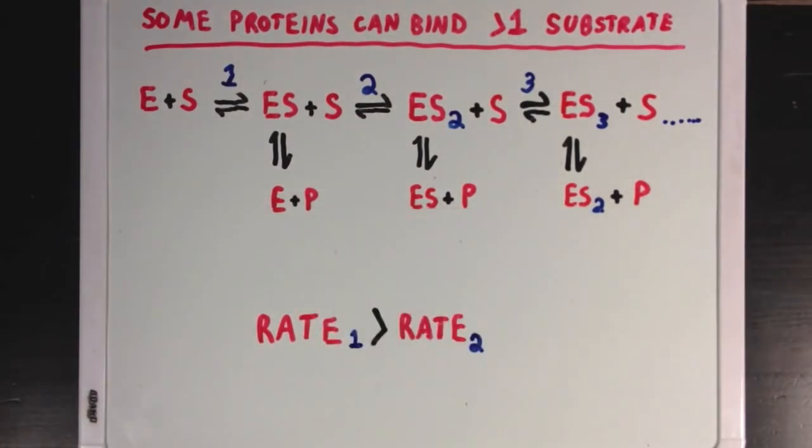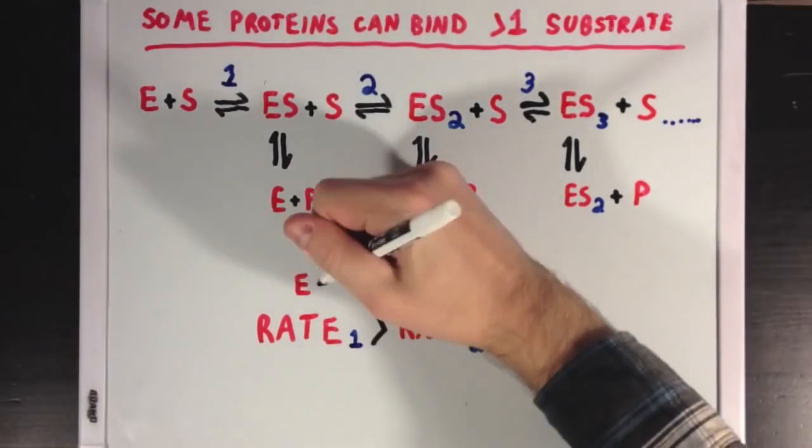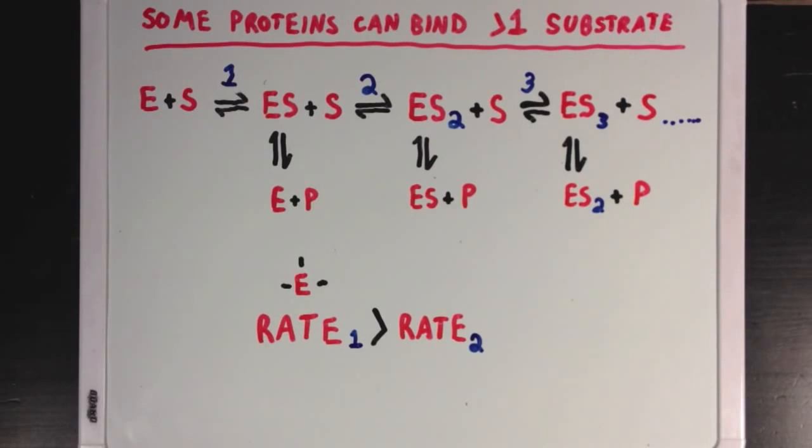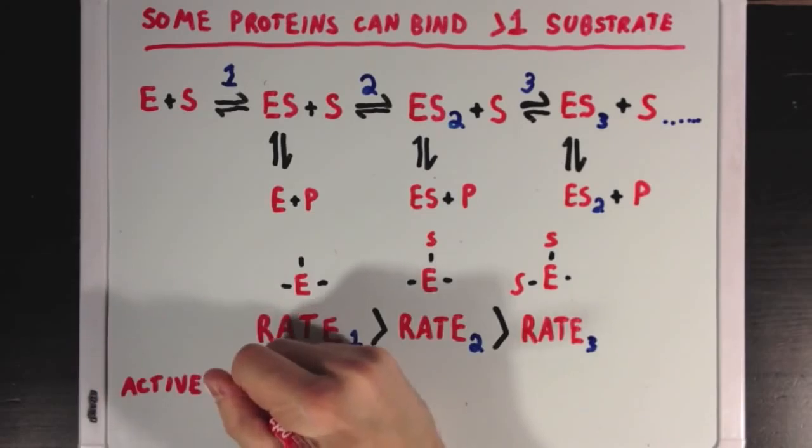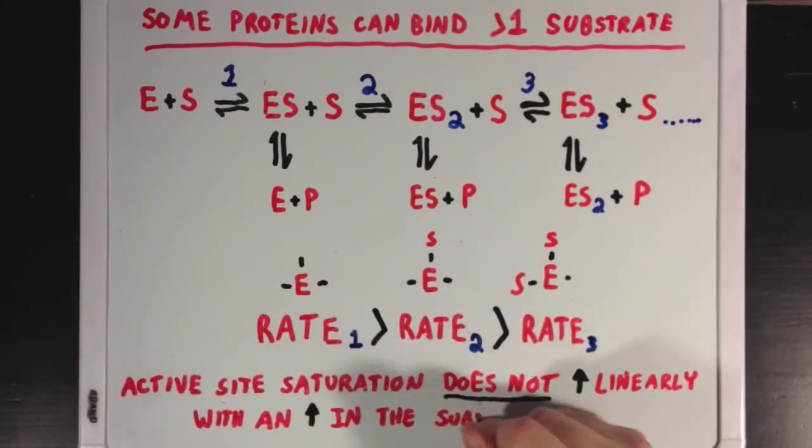Now, you would expect the rate of reaction 1 to be faster than the rate of reaction 2. If we're looking at the example of an enzyme with 3 substrate binding sites, there are 3 empty sites available for substrate to bind through reaction 1, and only 2 available for reaction 2, so you would expect rate 1 to be faster. Similarly, rate 2 would be faster than rate 3 for the same reason. And the idea is that the active site saturation does not increase with substrate concentration linearly.